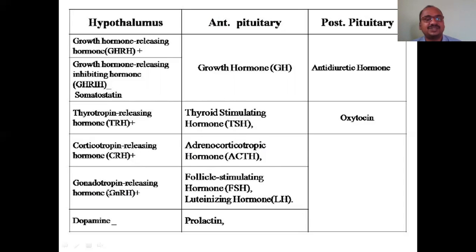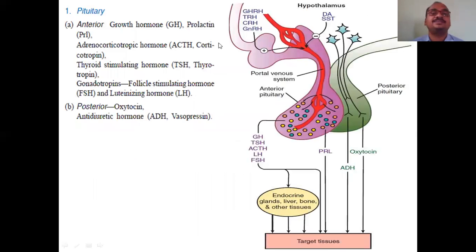Next, gonadotropin, sex hormones, releasing hormone, releasing. And here follicle stimulating hormone, FSH, luteinizing hormone, LH, dopamine, prolactin. This is dopamine. And here you can see prolactin, which secretes milk. Here you can find the anterior pituitary and posterior pituitary. ADH, anti-diuretic hormone, also called vasopressin, and oxytocin. These two are the administrative office at the backside.